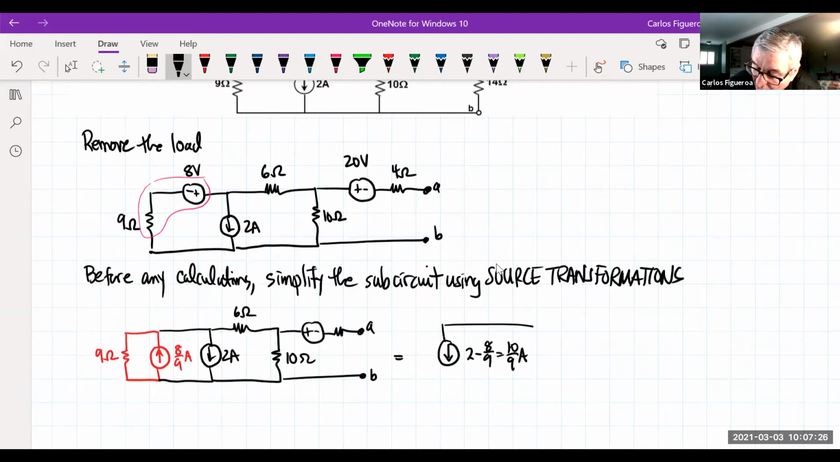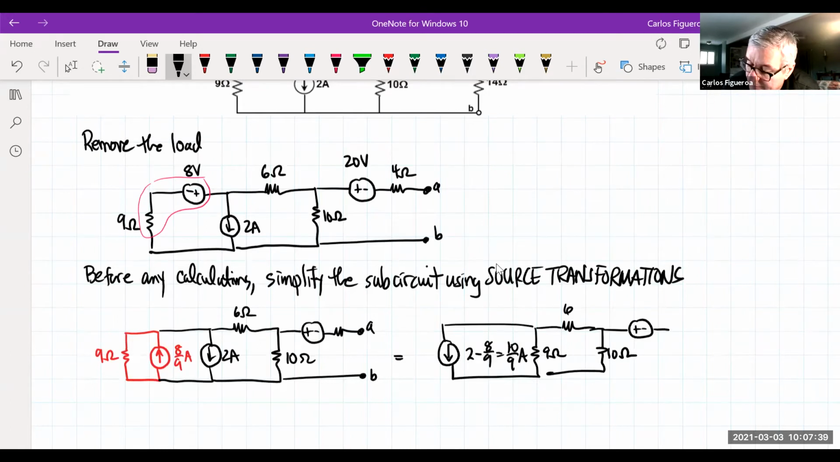And then I have one parallel resistor, which is now 9 ohms. And then this is a 6, this is a 10. And then I have this guy right here. This is A, this is B, and then this guy, I believe, is a 20, and this guy's a 4. Now the question is, could I do more transformations? And the answer is absolutely yes. But at some point, you got to ask yourself, is it worth doing more transformations?